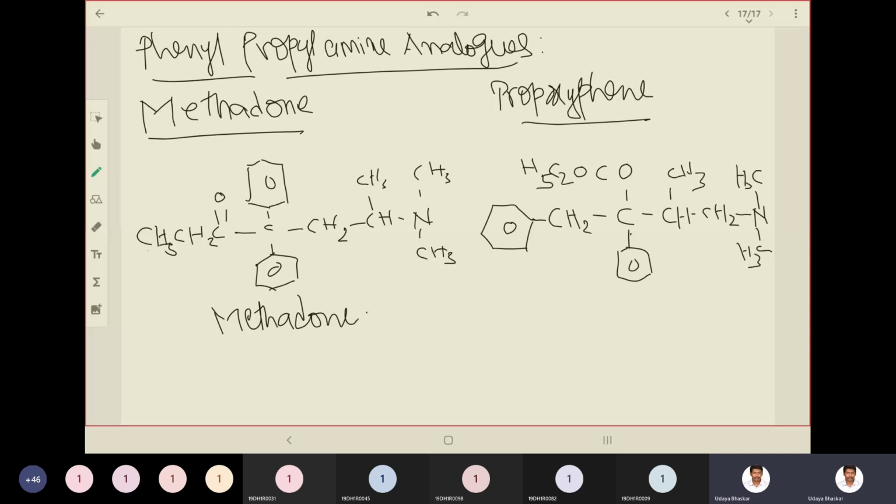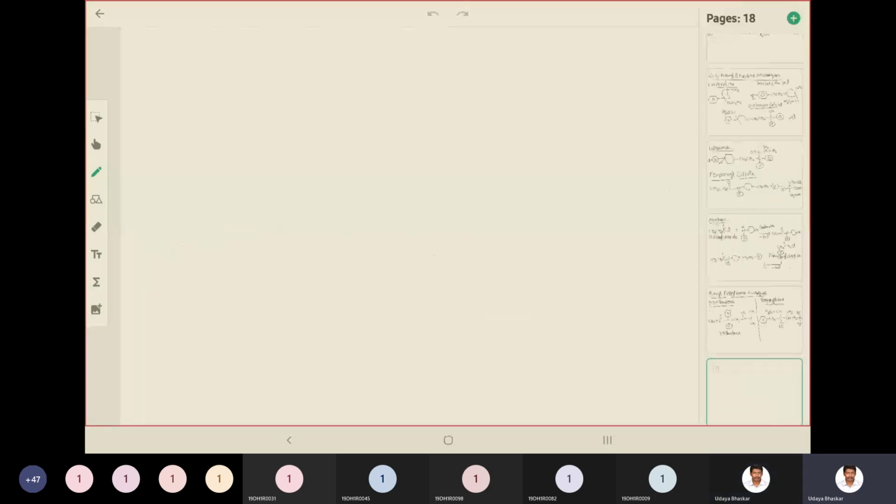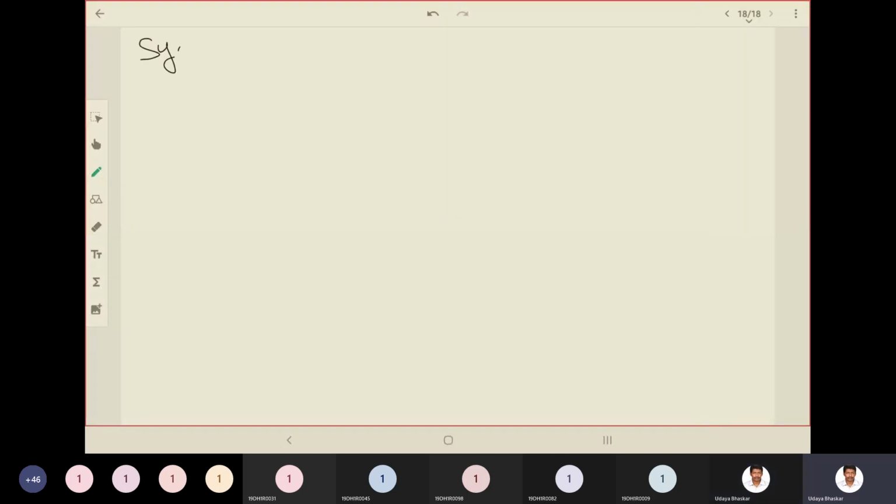So how the central carbon is attached to what all are the groups makes the contrast between methadone and propoxyphene. And let me show you the synthesis of methadone hydrochloride, and we shall check whether it is part of the syllabus or not. Okay, so let us see the synthesis of methadone.